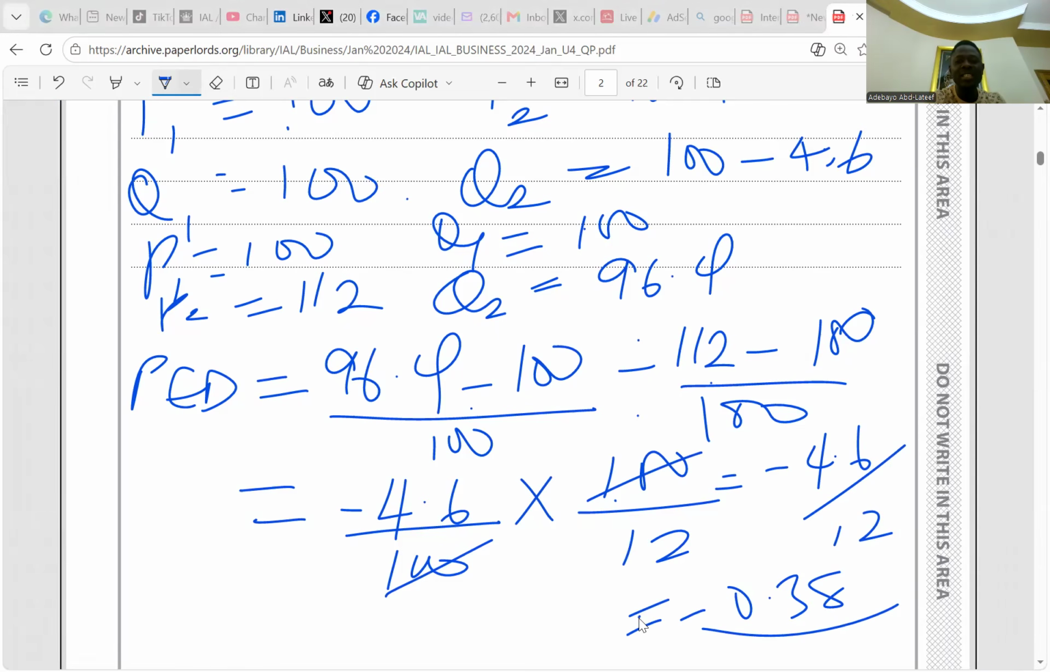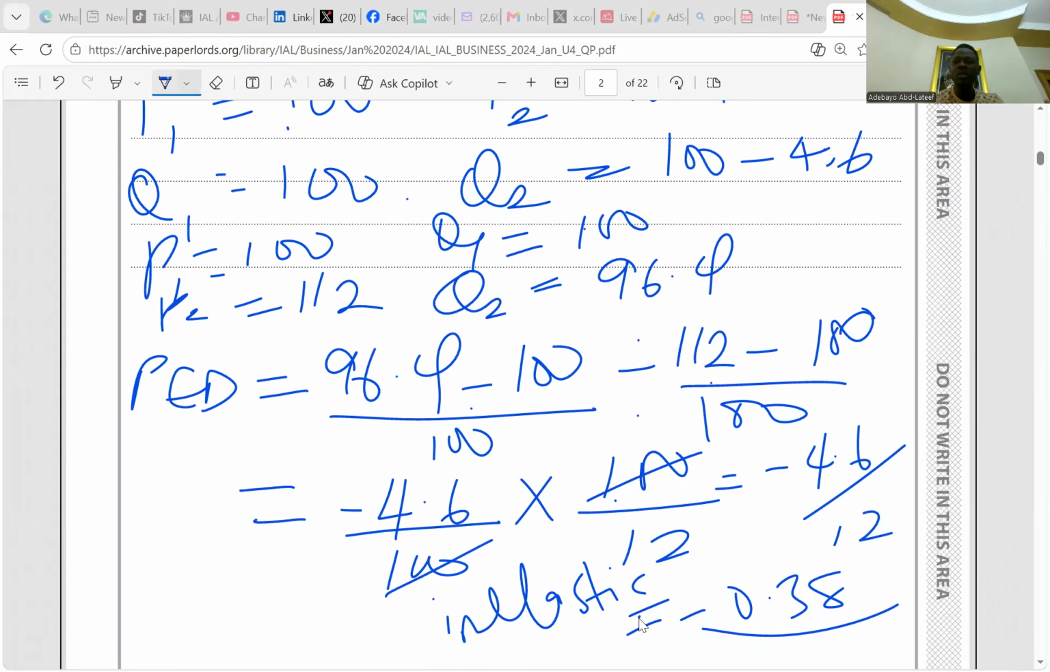So that is inelastic. Do you get that now, please? 0.38, yes. That's the answer. Yeah, 0.38. And it's inelastic. Do you get that, please? No. Should I explain again?